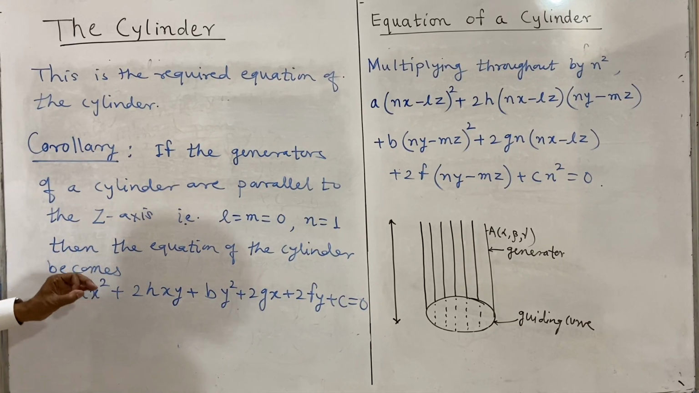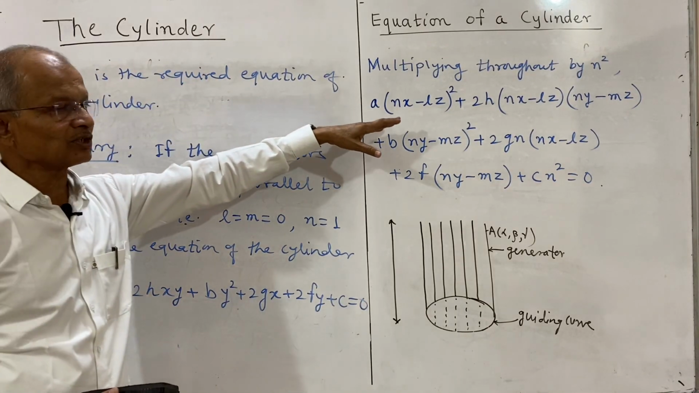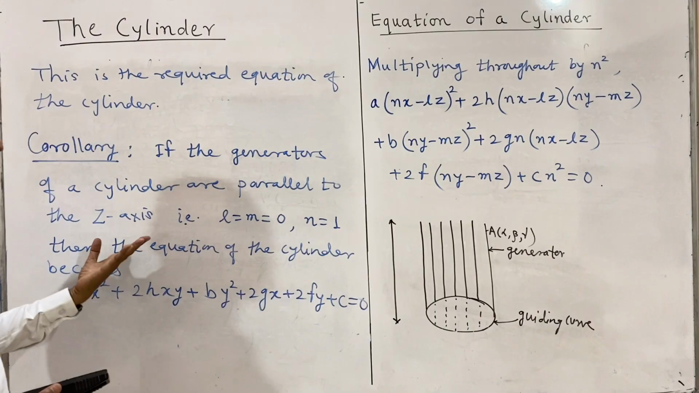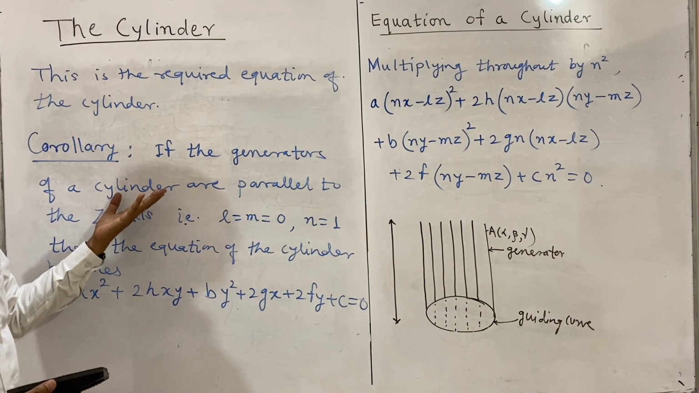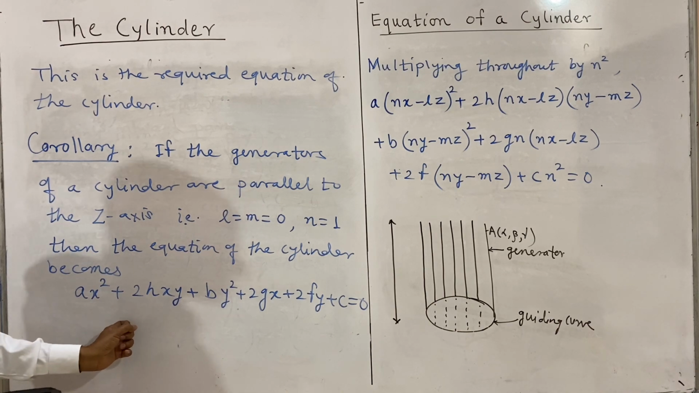So in this way we have studied the definition of the cylinder, and we have obtained the equation of the cylinder in general form and its special case. That means if the generators are parallel to the z axis, its equation becomes the second degree equation in x and y.